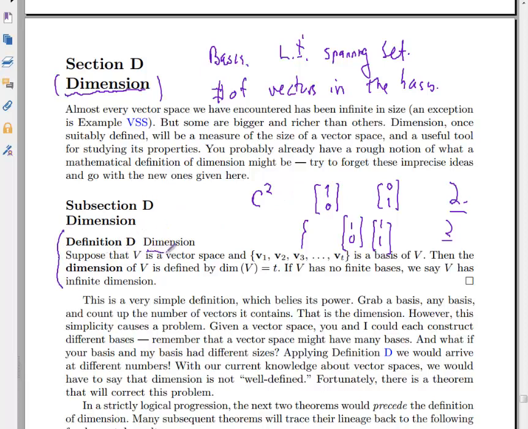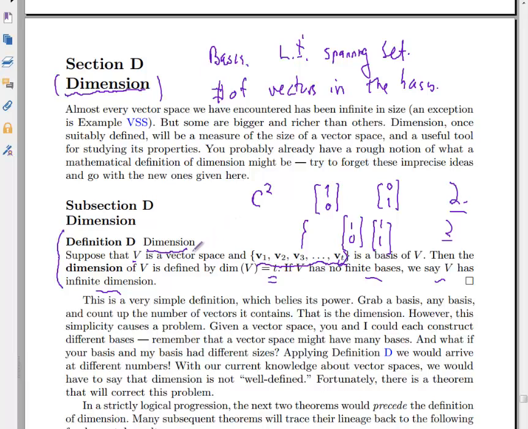All right, so a mathematical definition of dimension: suppose V is a vector space, and suppose we have a basis of t vectors. So again, these are linearly independent and they span V. Then the dimension of V is defined as t. It's the number of vectors in the basis. Okay? If the vector space has no finite basis, then we say V has infinite dimension.